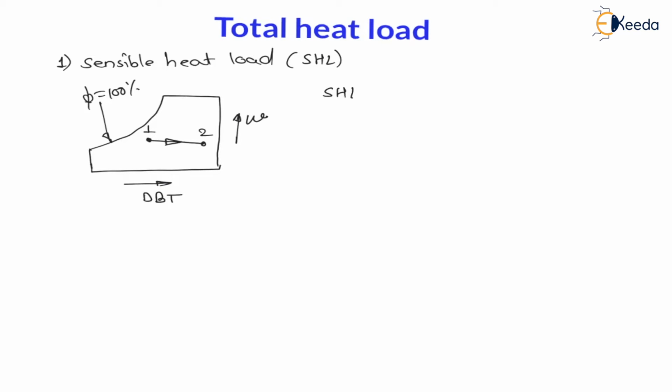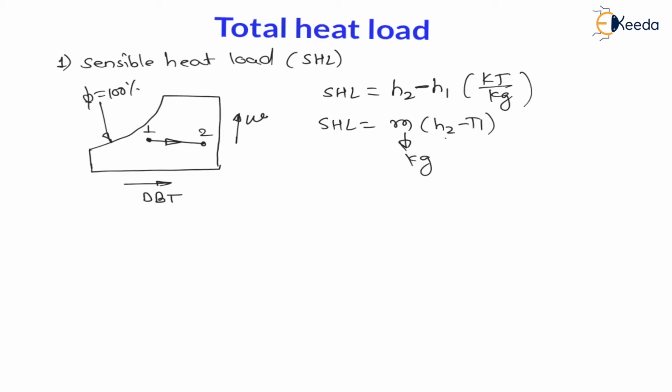Now here if I want to find the sensible heat load in kilojoule per kg, it will be enthalpy at 2, H2, minus enthalpy at 1, H1, which is in kilojoule per kg, right? Now if I want to find it in kilojoule, I have to multiply with mass. Therefore sensible heat load in kilojoule is mass into H2 minus H1. This mass will be in kg, and H2 minus H1 is in kilojoule per kg. Therefore the unit will be kilojoule here.